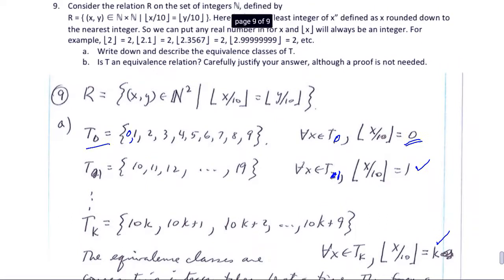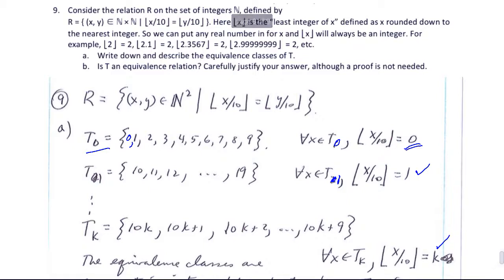Okay? So it's a very powerful theorem that I gave that relates equivalence relations and their equivalence classes to the partition of a set. And very often it's easier to prove that something partitions a set than it is to prove directly that it's an equivalence relation. So, hope that helps on this one.